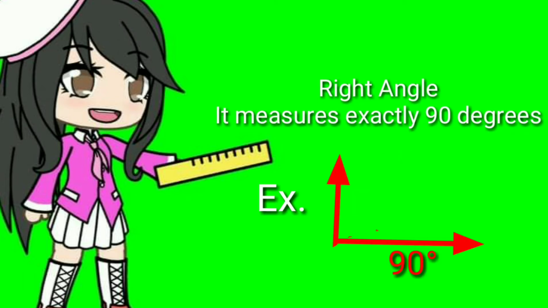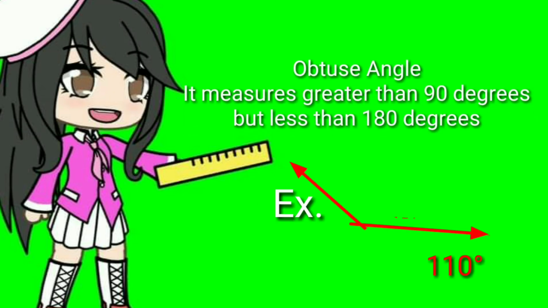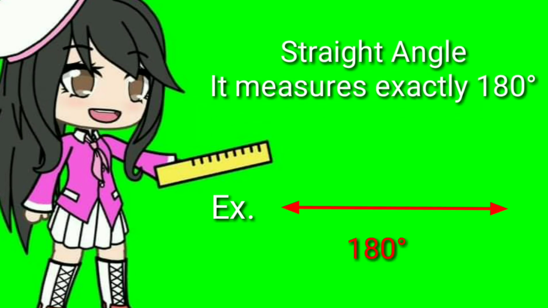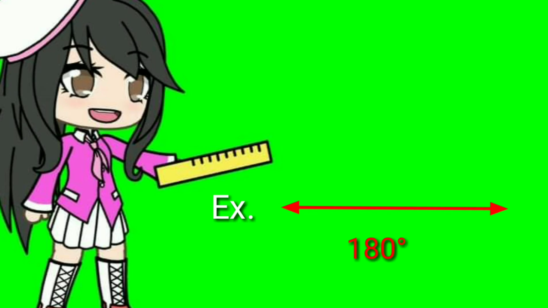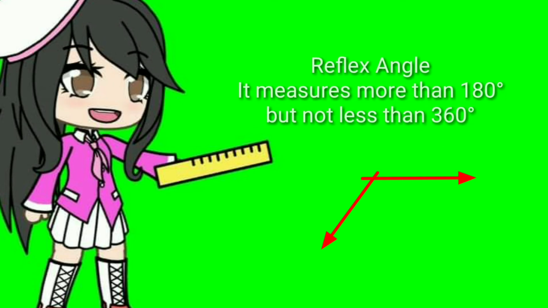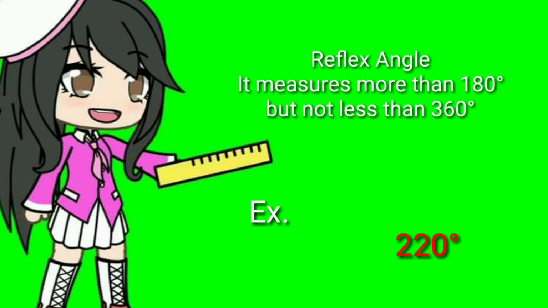Right angle, it measures exactly 90 degrees. Obtuse angle, it measures greater than 90 degrees but less than 180 degrees. Straight angle, it measures exactly 180 degrees. And reflex angle, it measures more than 180 degrees but less than 360 degrees.